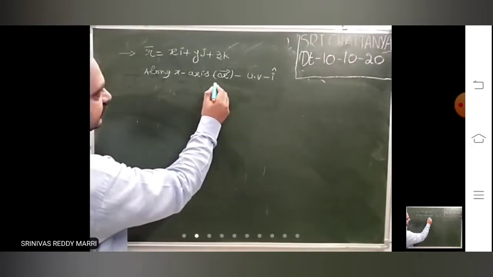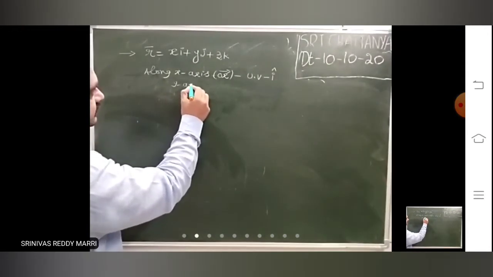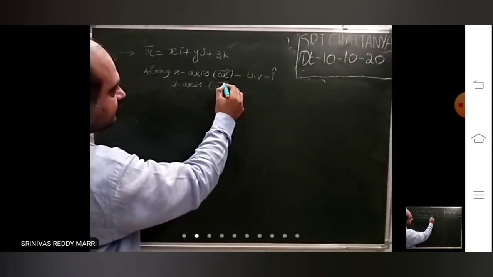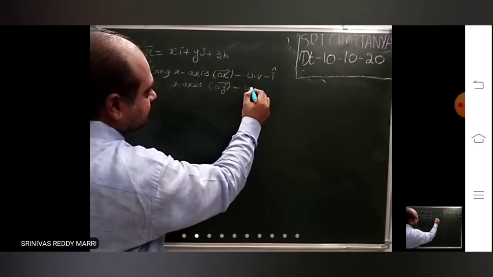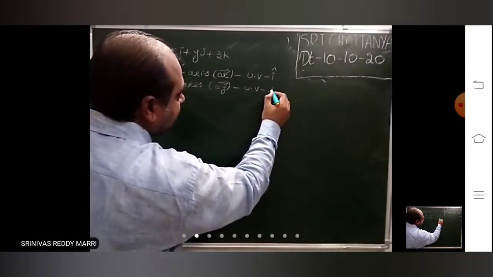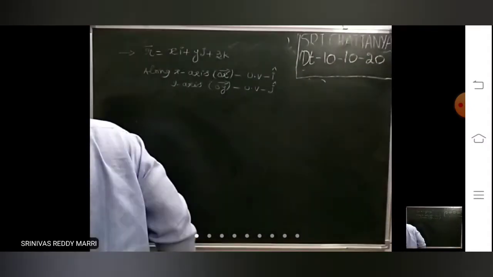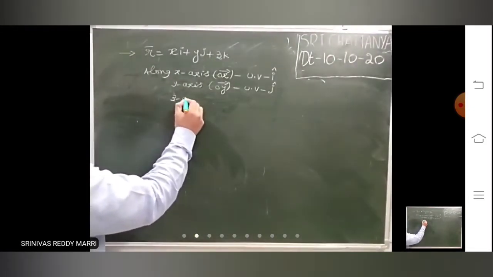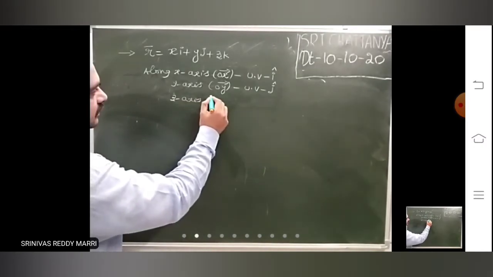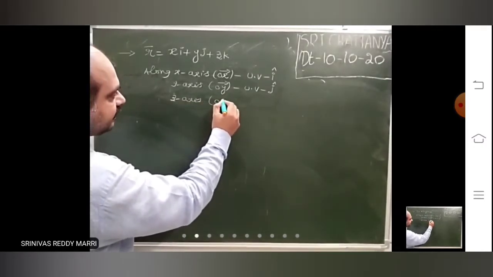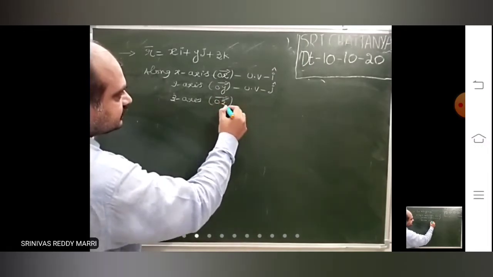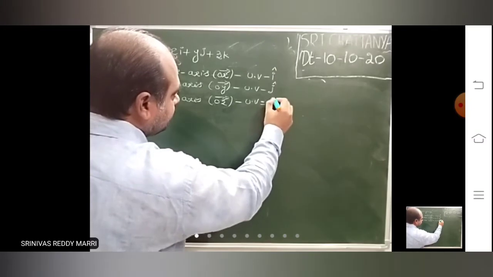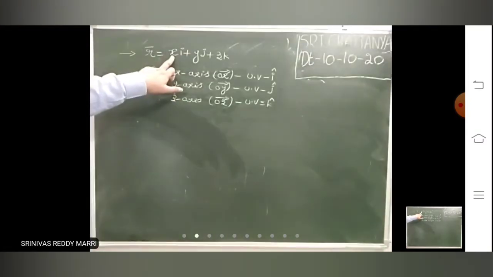Similarly along the y-axis, that means OY bar. The unit vector is nothing but j cap. Along the z-axis, that means OZ bar, the positive z-axis. The unit vector is k cap. Look at here.